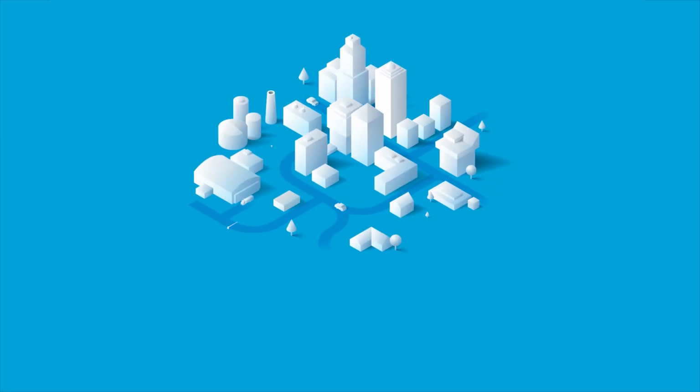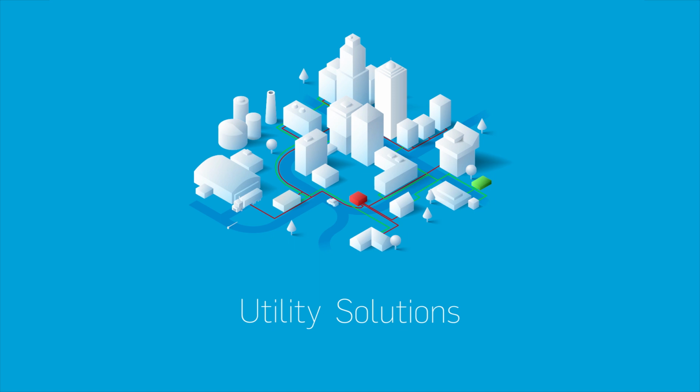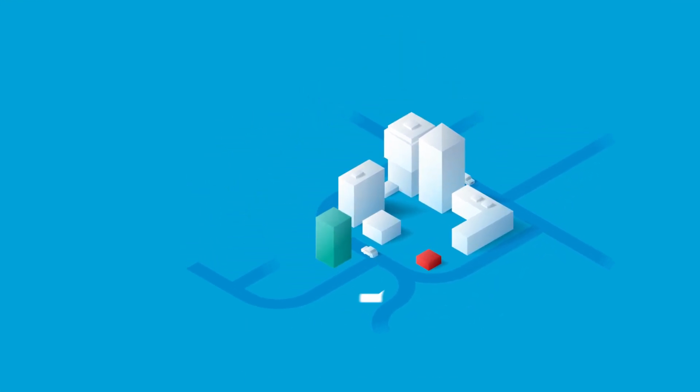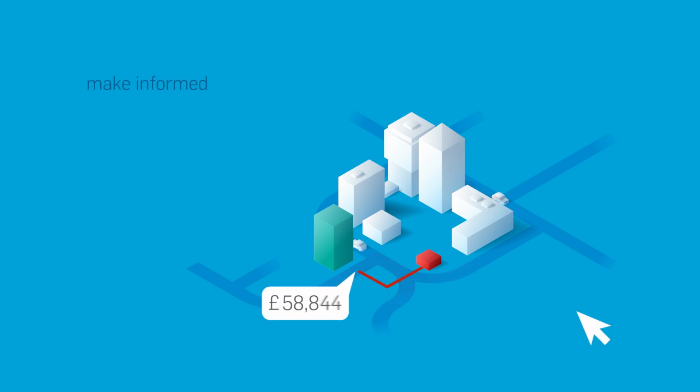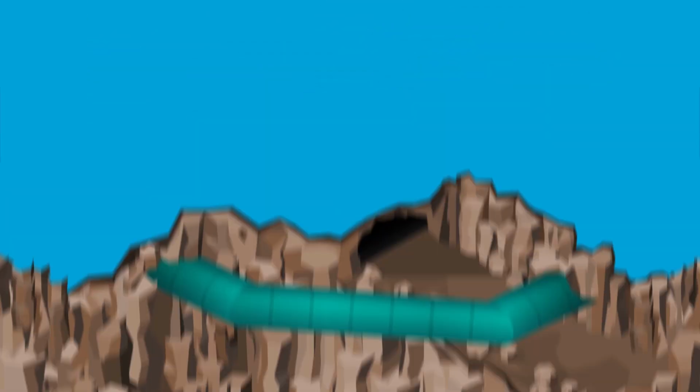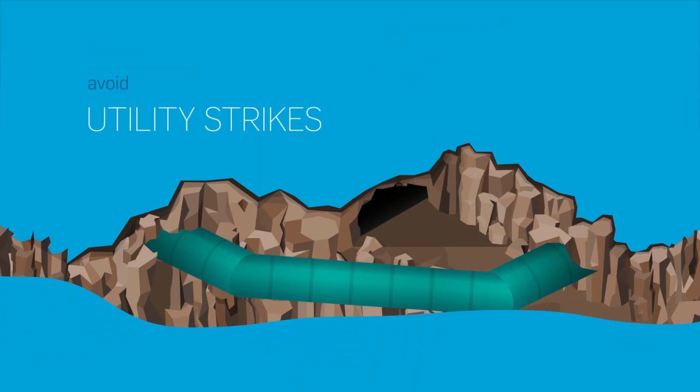Locating and identifying underground utilities is an essential part of any design, planning, or construction project. Considering what's underground allows you to make informed decisions during the feasibility and planning phase and helps you avoid utility strikes during the construction phase. But finding plans for underground assets is surprisingly difficult.